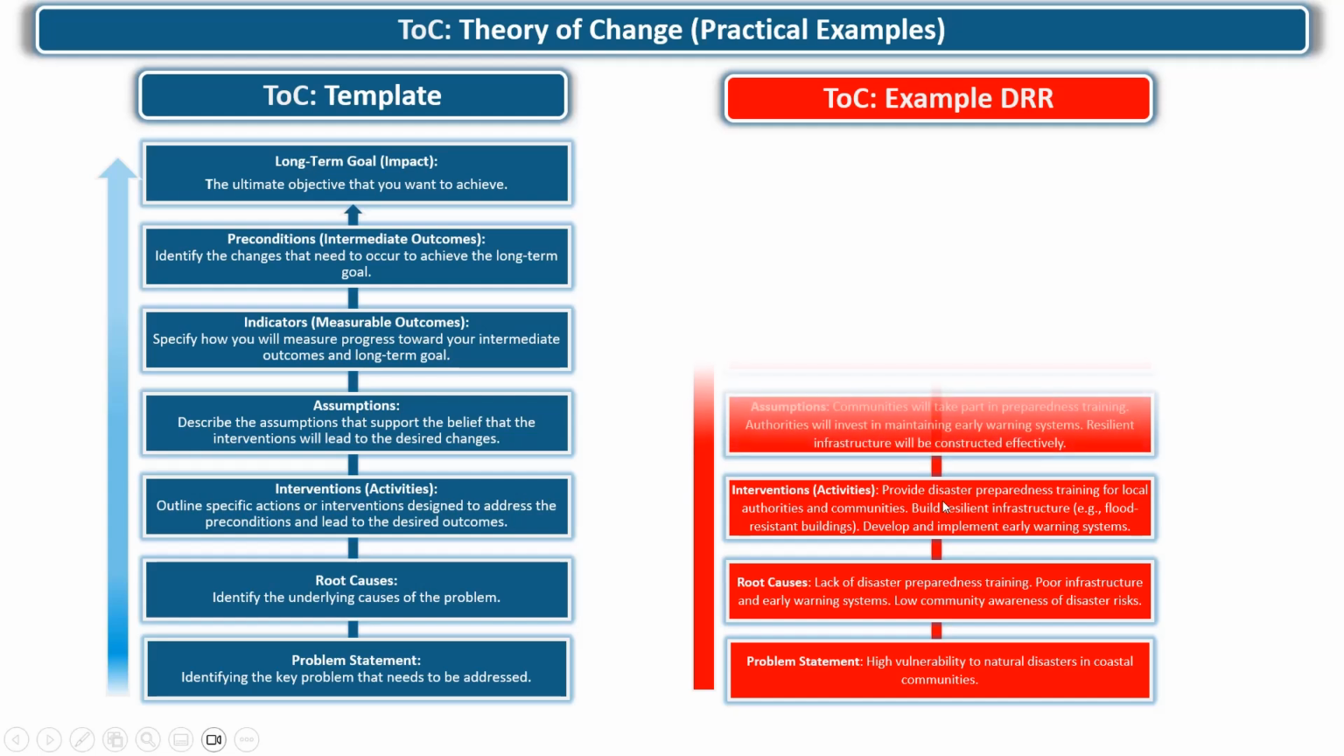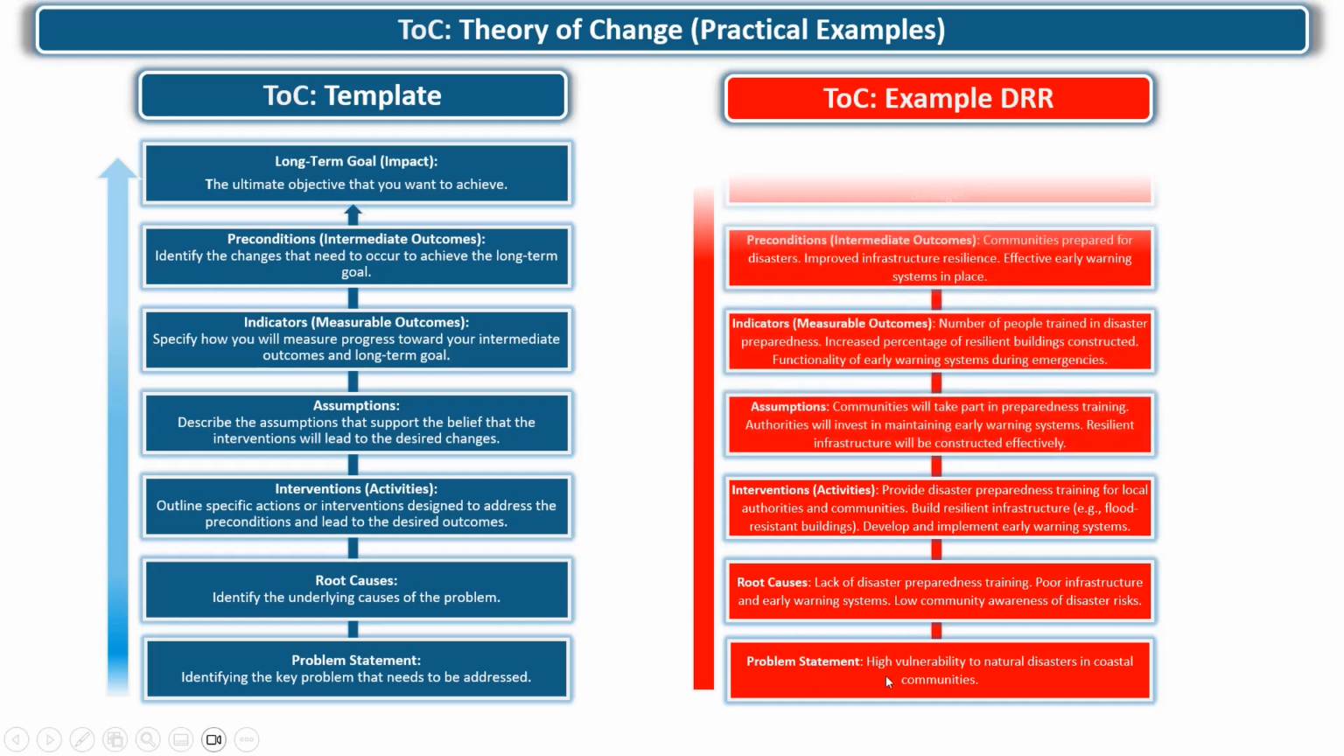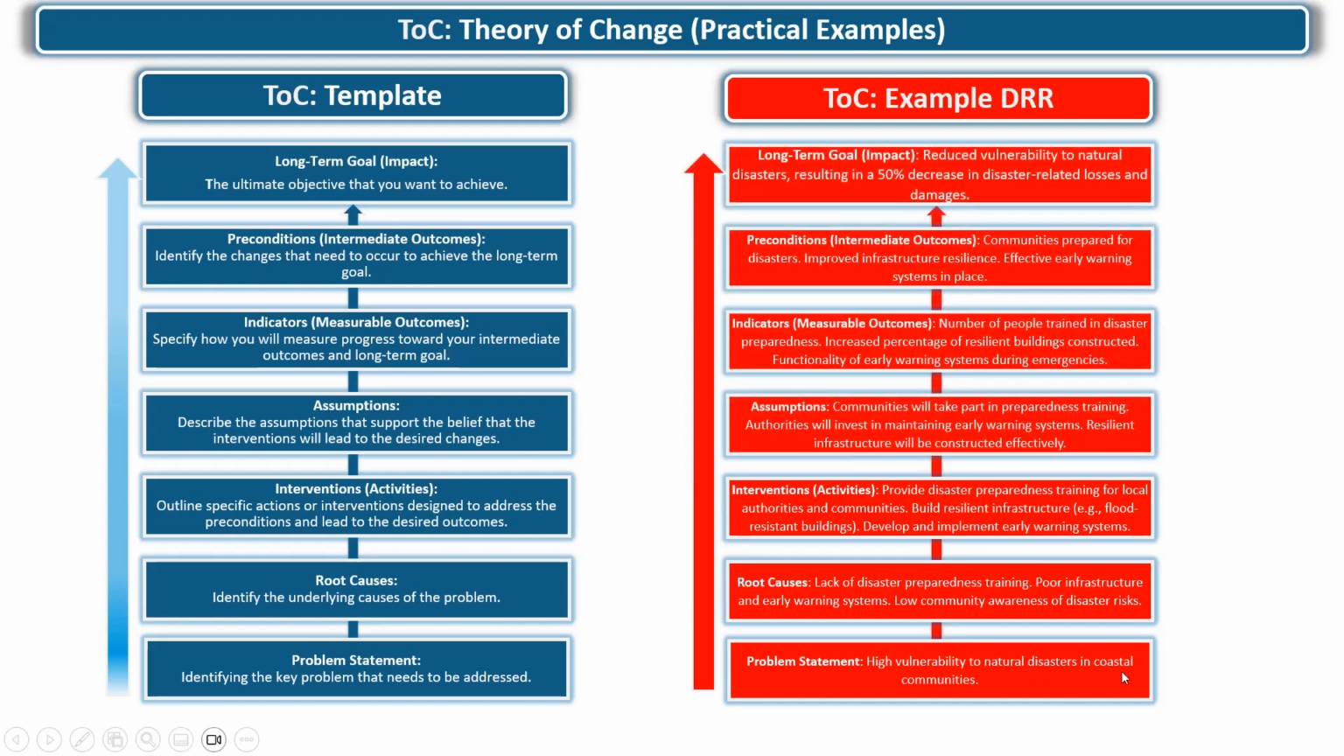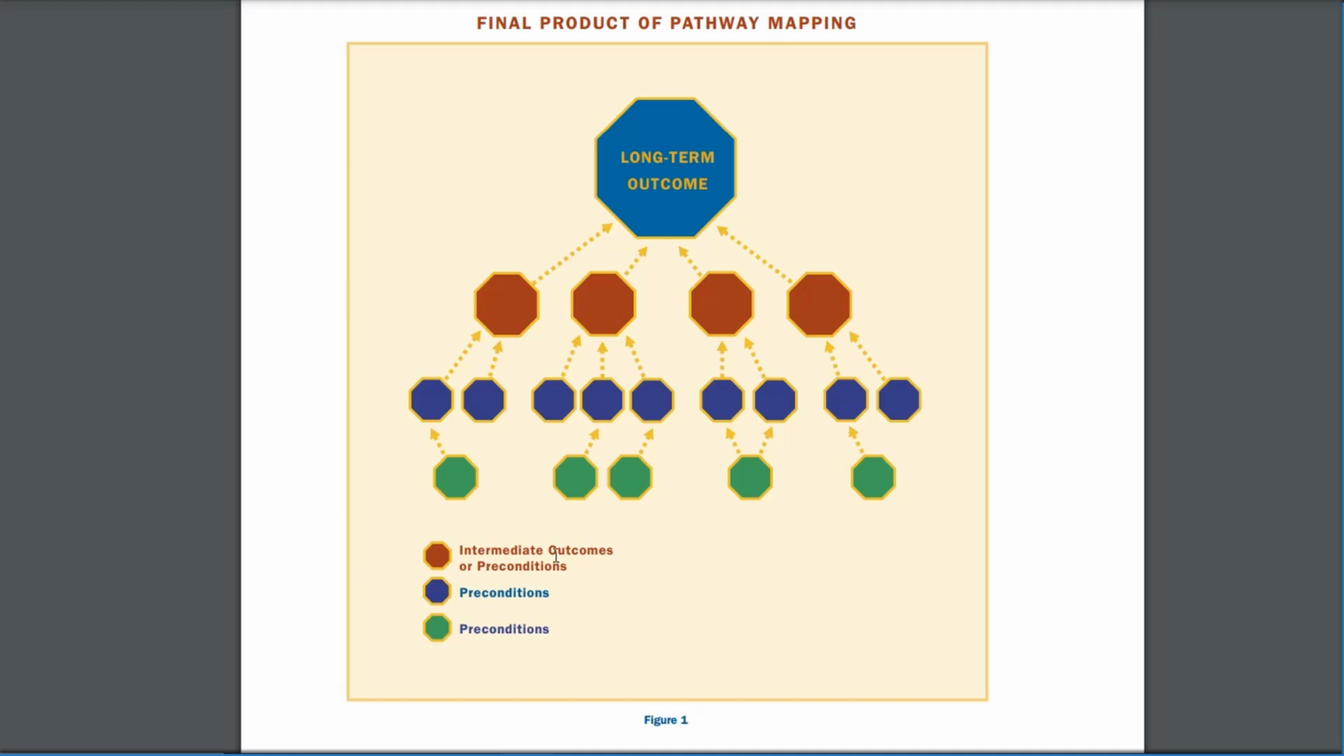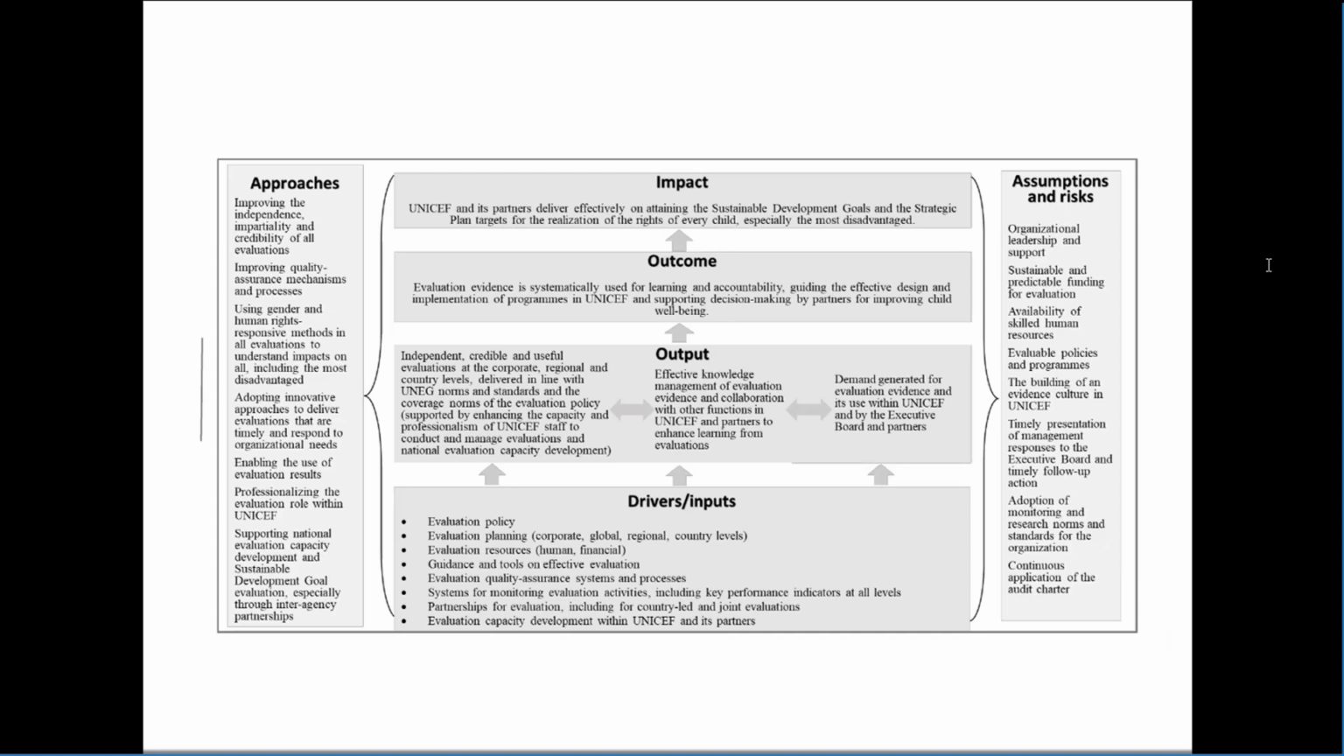Here is an example for DRR. Starts with a problem, high vulnerability to natural disasters, and then the root causes, the activities, assumptions, indicators, outcomes, and impact. You can also use these types of templates with problem statement here and then the preconditions, activities, intervention, and leading to the long-term goal. Here is another template, inputs, outputs, outcome, impact.